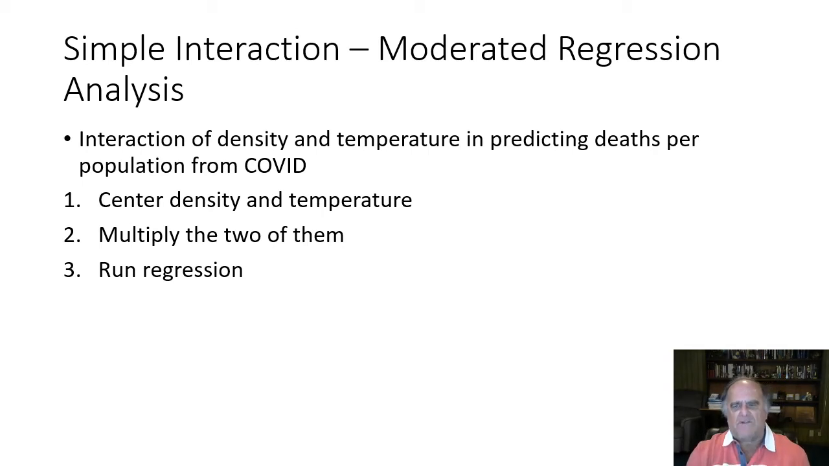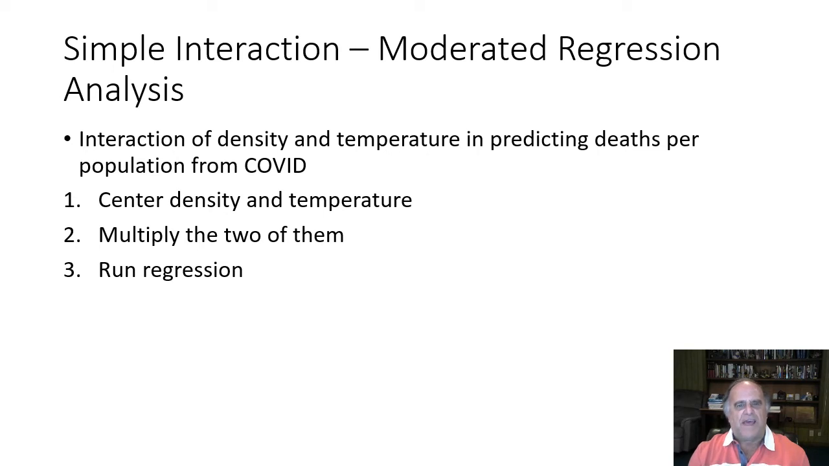So let's do a simple interaction here, a moderated regression analysis. Now, we're not using Field. The reason we're not using Field is because Field doesn't use SPSS to do moderated regression. Field uses PROCESS. So we're going to do PROCESS later on, and then we'll use Field. But for right now, we're going to use our own data.